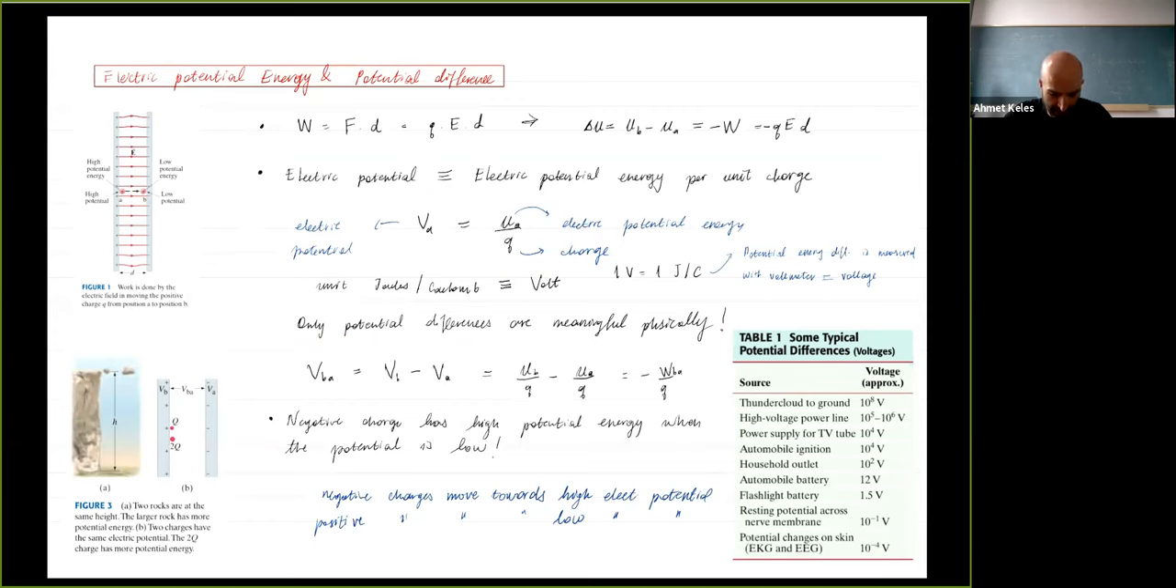So when we say this, it's like V_AB, an electric potential difference between B and A. It's defined as V_B minus V_A. Or if you split this up, this is U_B over Q minus U_A over Q. And this is the work done for carrying a particle from B to A divided by Q. And there's an overall minus sign, which is the definition of potential energy. Okay.